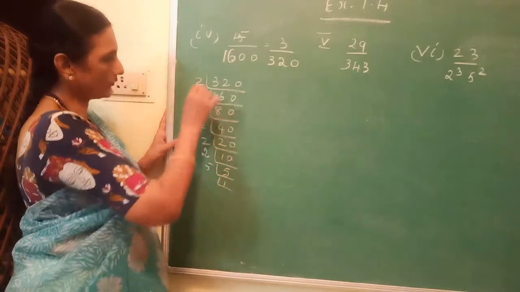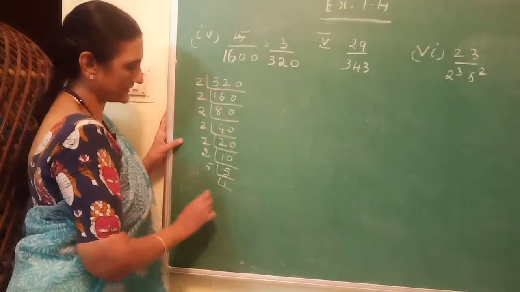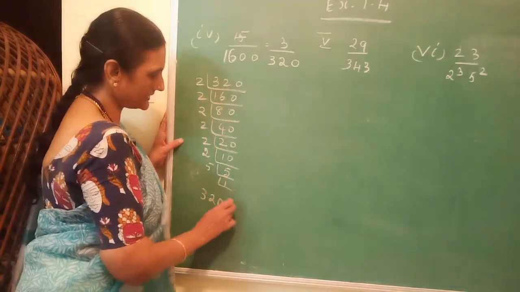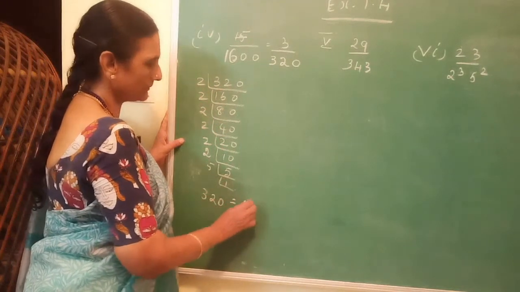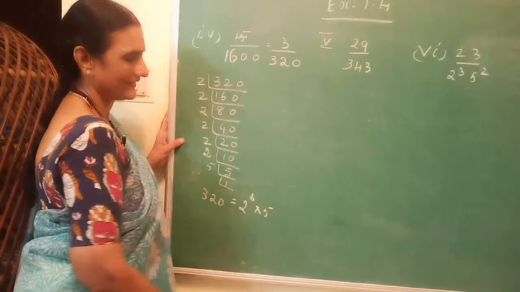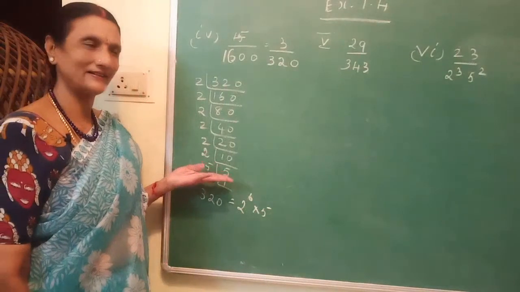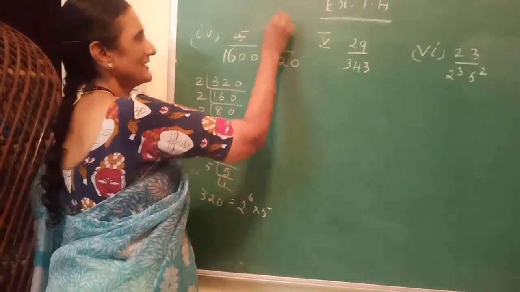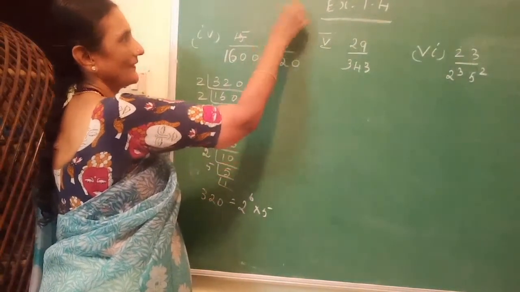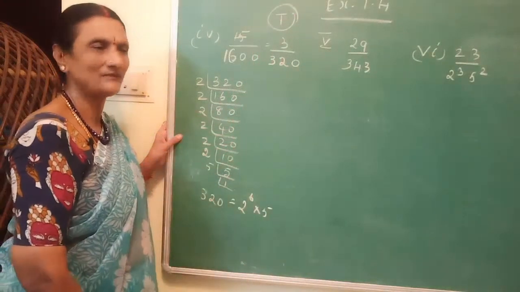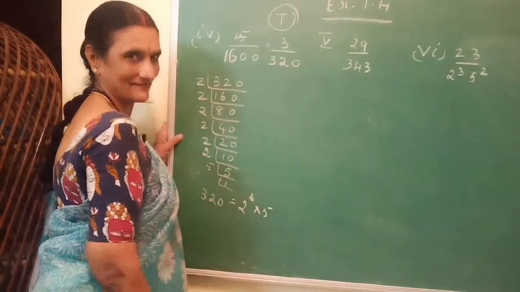We have got 1, 2, 3, 4, 5, 6. So 320 is equal to 2 power 6 into 5. So it doesn't have any other factor. Therefore, it is terminating. Are you understanding? Now we'll go to the next.